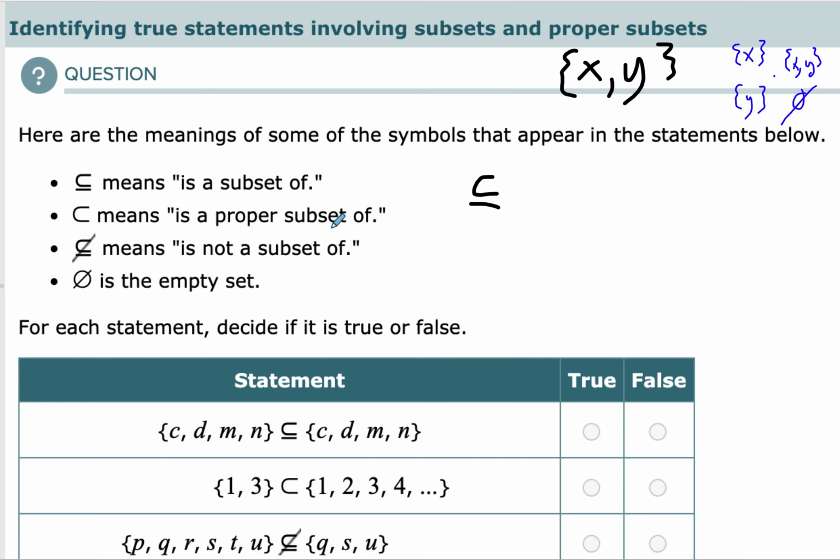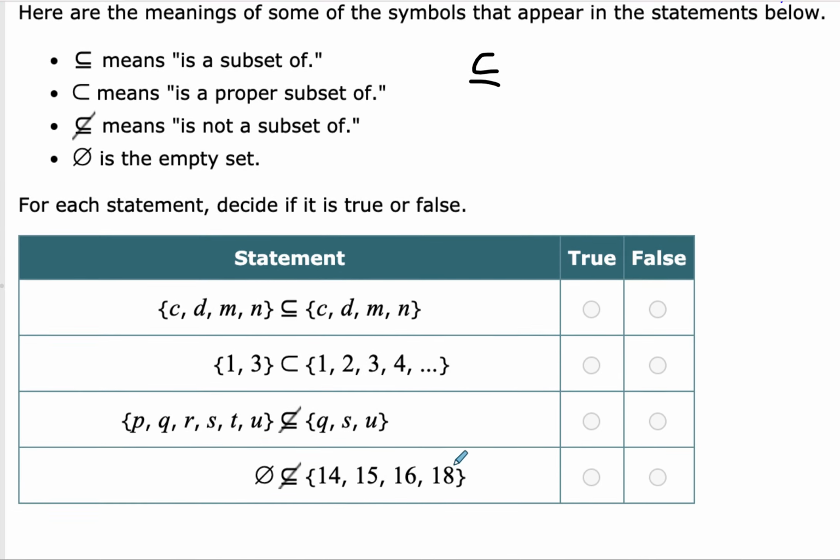Now, to be a proper subset means that I can take this X, and it's a proper subset of XY. Y is a proper subset of XY. The empty set is a proper subset of XY, but XY is not a proper subset of itself. The set itself is never a proper subset of itself. That slash through there means it's not a proper subset. And the empty set means, well, it's empty.